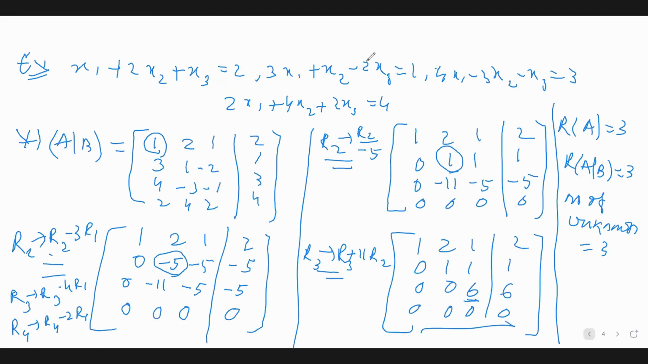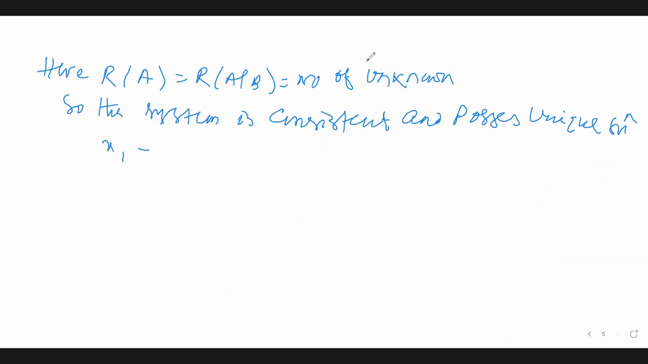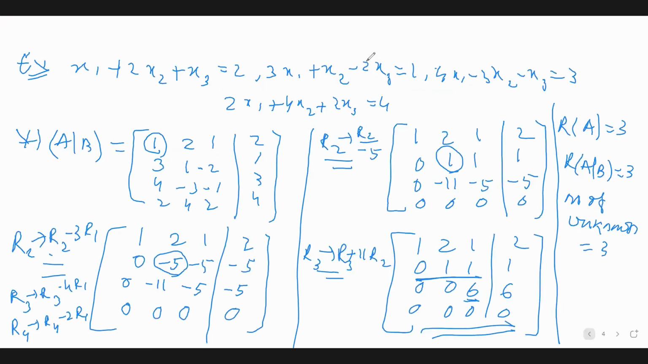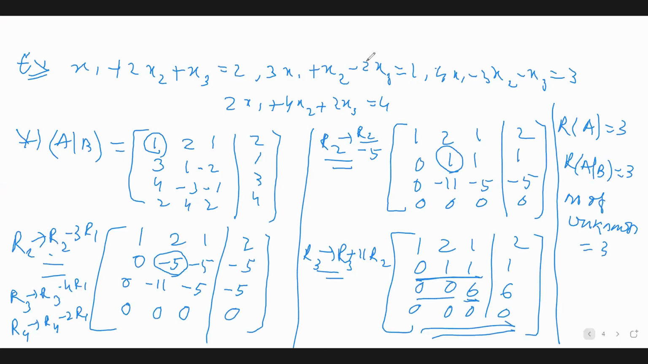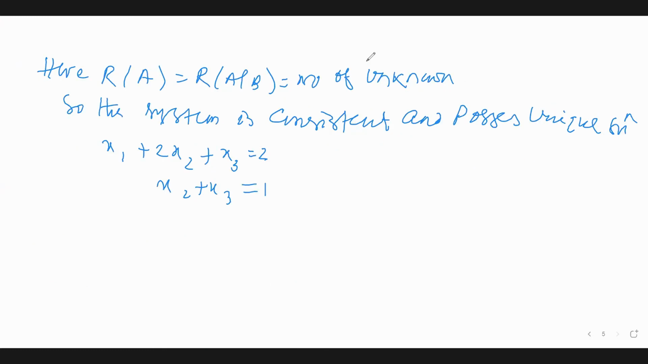अभी ये जो ऑगमेंटेड मैट्रिक्स को इक्वेशन फॉर्म में कन्वर्ट करो. इक्वेशन फॉर्म में कन्वर्ट करने से क्या होगा. फर्स्ट इक्वेशन: x1 plus 2x2 plus x3 equals to 2. सेकेंड इक्वेशन में एक जीरो है तो x1 नहीं रहेगा. कौन रहेगा. x2 plus x3 equal to 1. थर्ड इक्वेशन में x1 x2 नहीं रहेगा. 6x3.